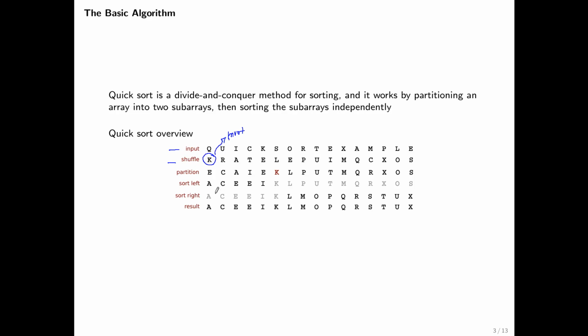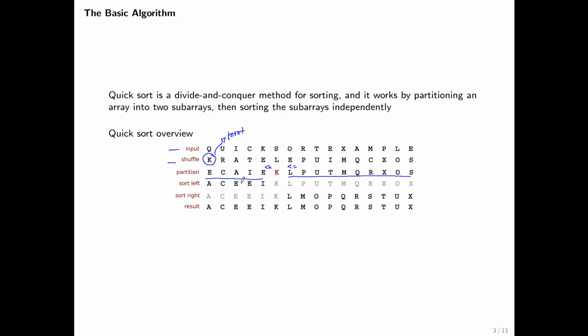And what that means is once the partitioning is done, the pivot ends up somewhere, and the elements to the left of the pivot are all smaller than or equal to the pivot, and the elements to the right of the pivot are all greater than or equal to the pivot. Okay, so that's what the partitioning step does. And then we simply repeat the process.